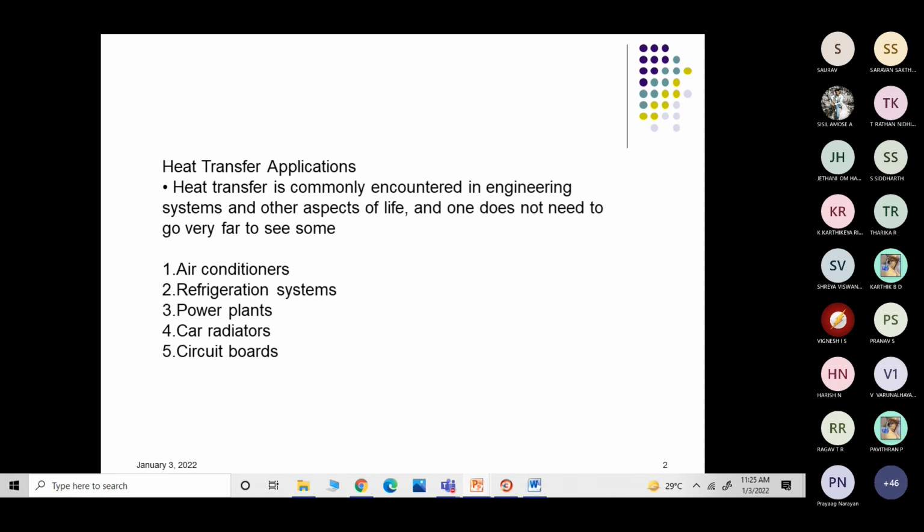Similarly, in case of car radiators, we have this. Whatever energy systems we have, whether it is solar engineering, when we talk about solar power plants or unconventional power plants, we have to study the concept of heat transfer. It's very, very important.